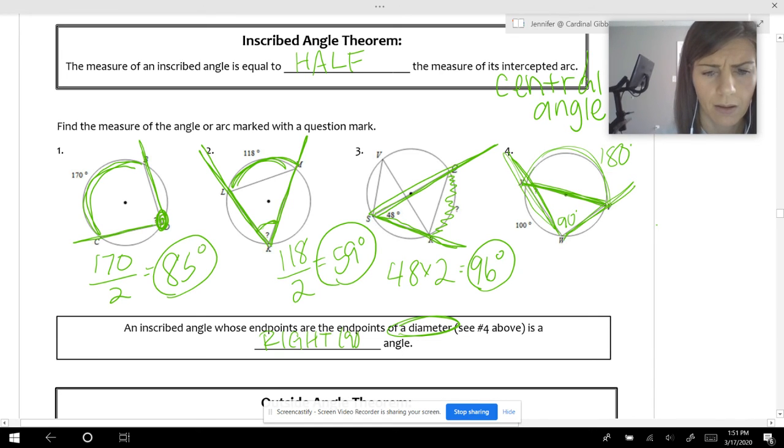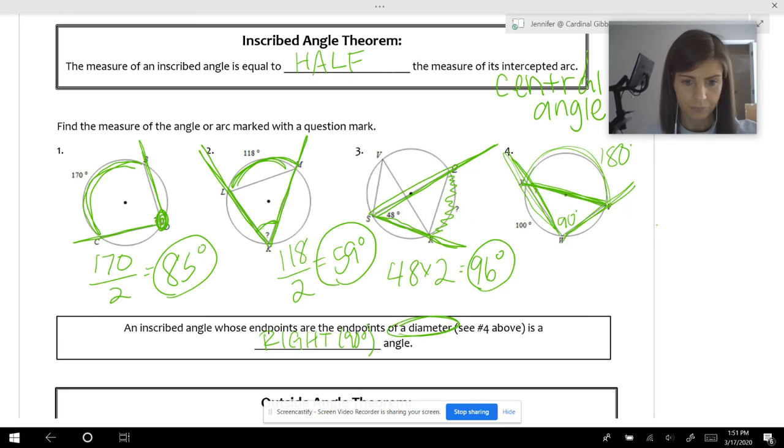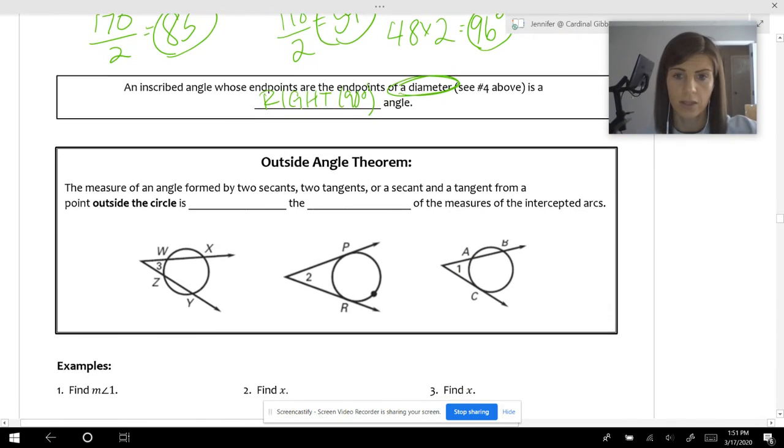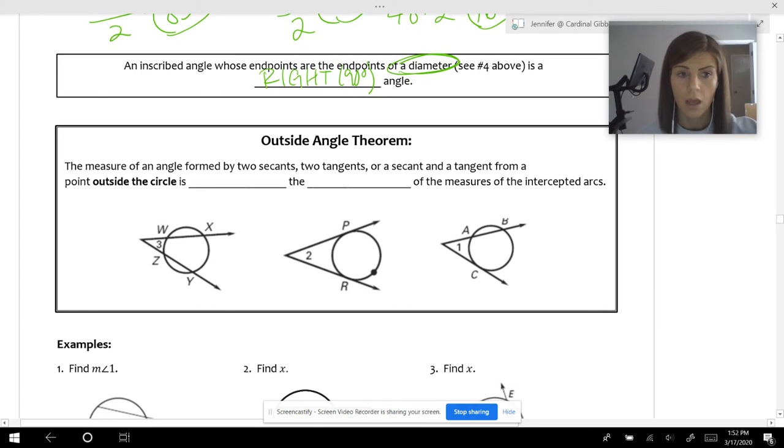So that's just kind of a special property that happens with inscribed angles. All right, so the last little bit of these notes, the outside angles.